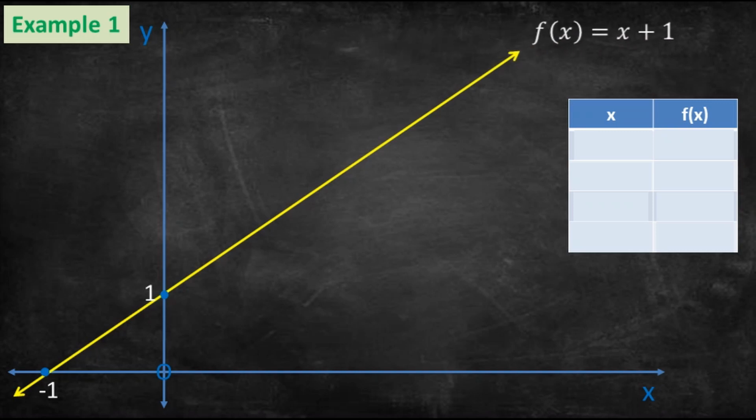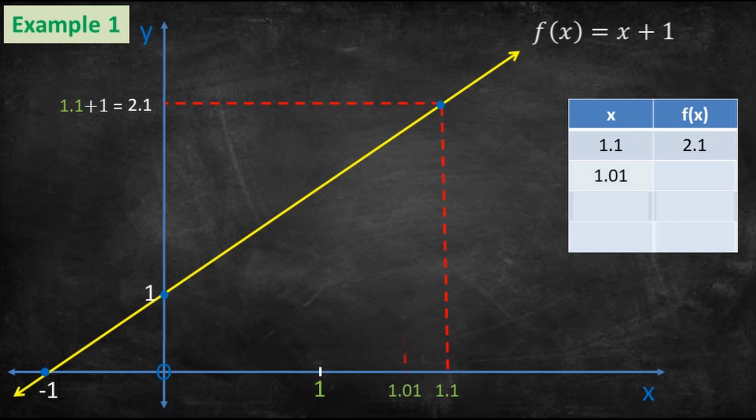Let's say we are interested in what happens to the function values as we approach 1 on the x-axis from the right or from above. We can start by plugging in a value fairly close to 1, such as 1.1. We find the corresponding function value by substituting 1.1 into the equation, and we find that the corresponding function value is 2.1.